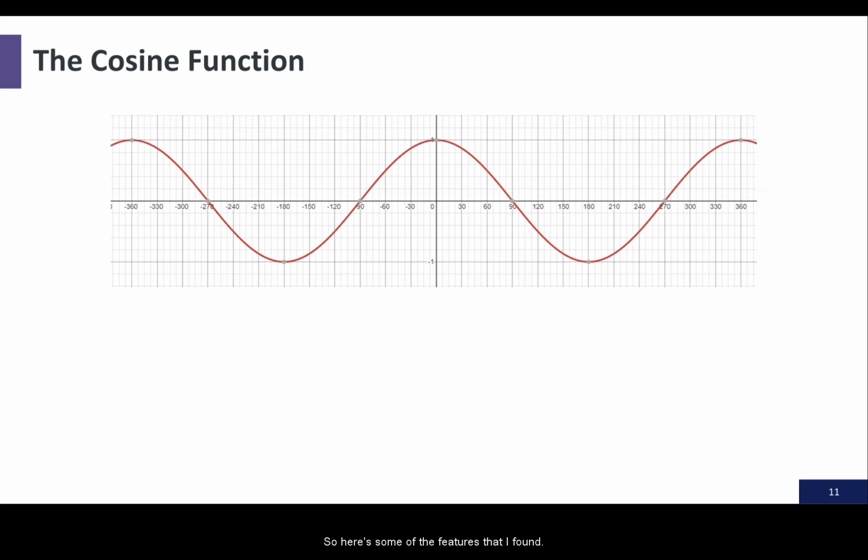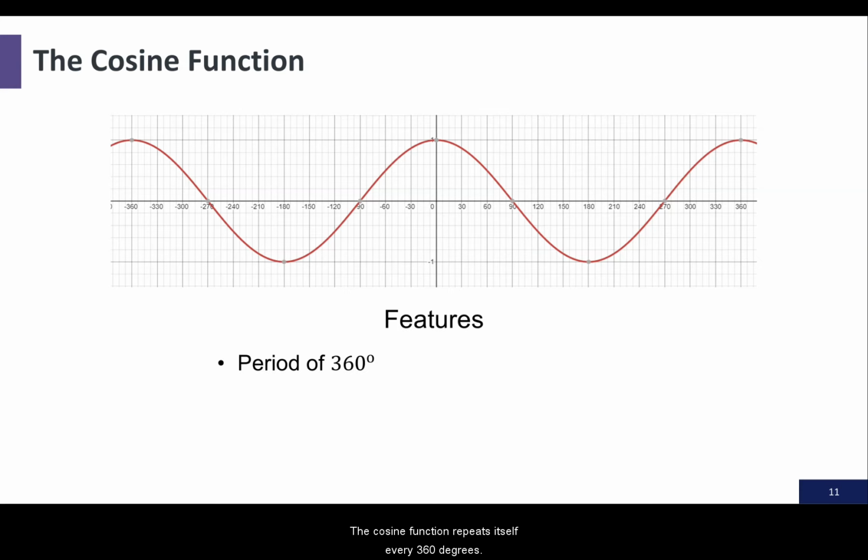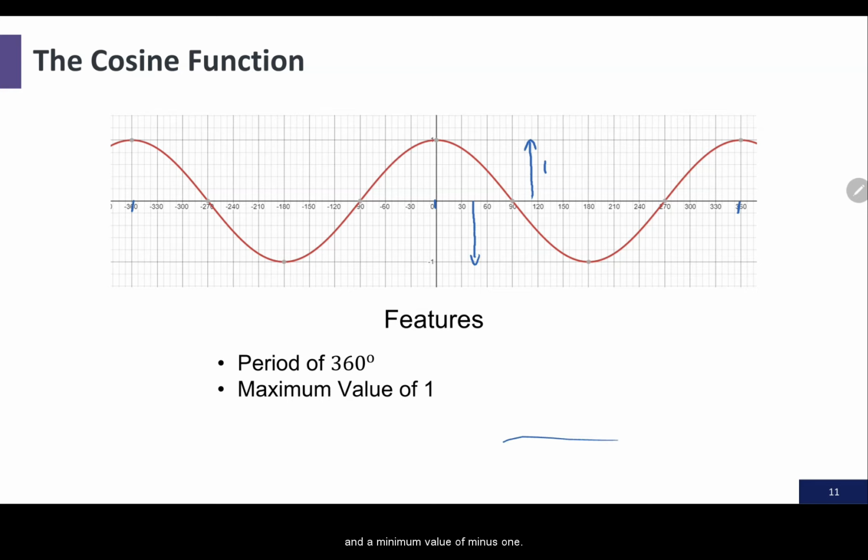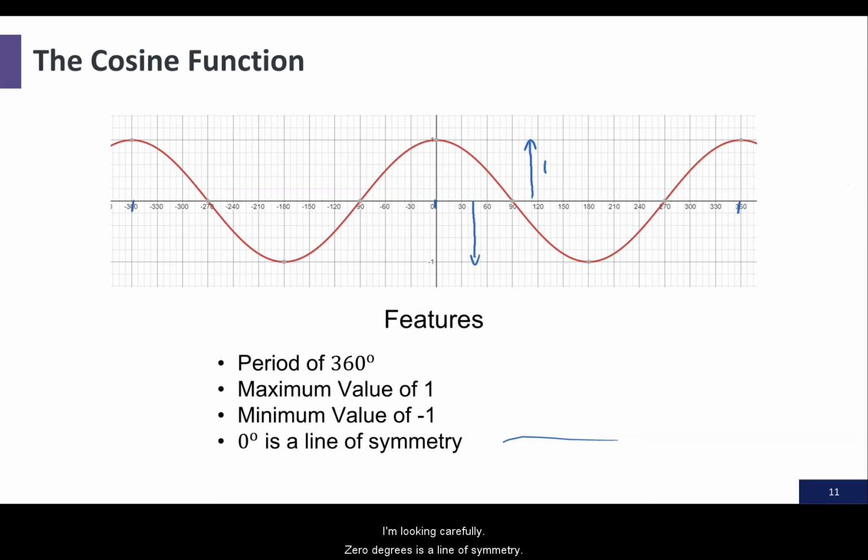So here are some of the features that I found. The cosine function repeats itself at every 360 degrees. You look here to here, and here to here, you can see that is repeated. It has a maximum value of 1, just like the sine function, and a minimum value of -1. And looking carefully, 0 degrees is a line of symmetry, and so is 180 degrees, and we'll be using those today.